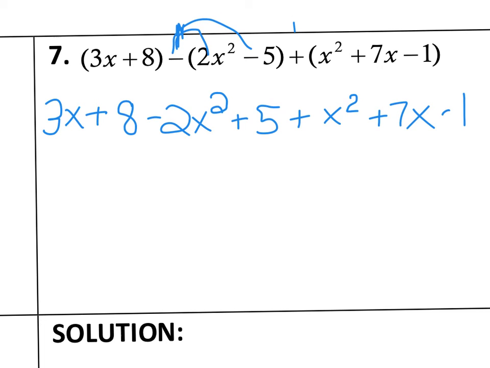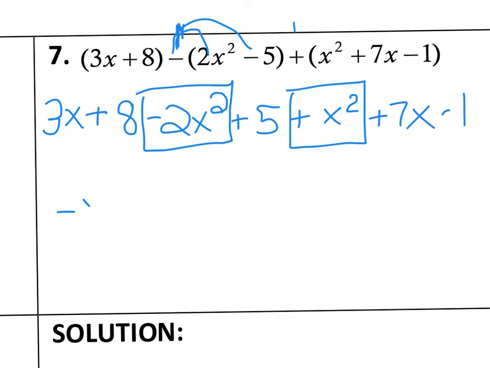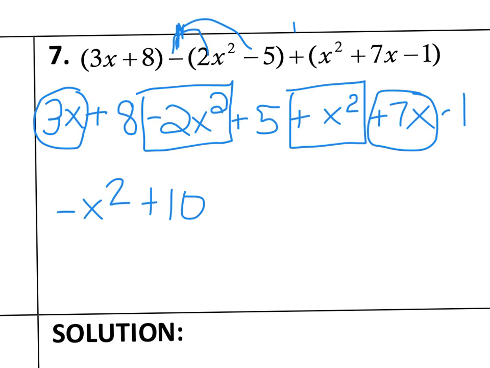And let's find our like terms. So I have a negative 2x squared here, and I have a positive x squared here. Those are going to combine to give us a negative x squared. I see I have a 3x here, a positive 7x here. Those are going to combine to give us 10x. And then I've got a positive 8, a positive 5, and a minus 1. So 8 plus 5 gives me 13, and 13 minus 1 is going to give me 12.